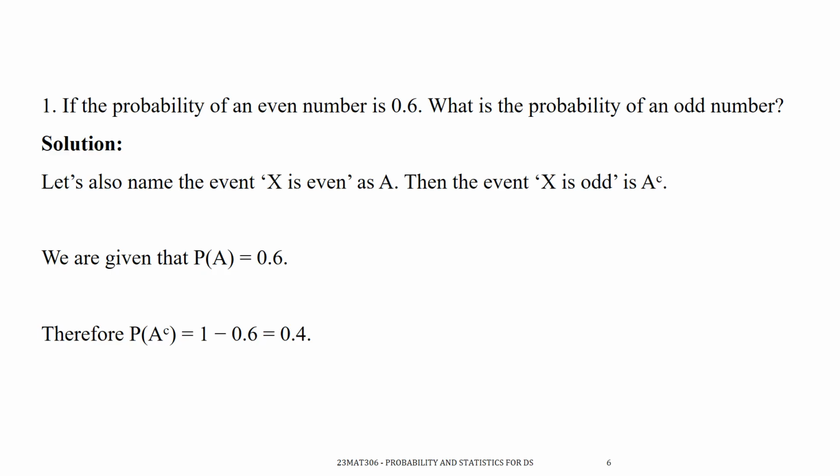So let us solve the first problem. If the probability of an even number is 0.6, what is the probability of an odd number? We are given that the probability of getting an even number is 0.6. We need to find the probability of getting an odd number. Since even and odd are complementary events, probability of odd is equal to 1 minus probability of even, which is equal to 1 minus 0.6, which is 0.4. So the required probability is 0.4.